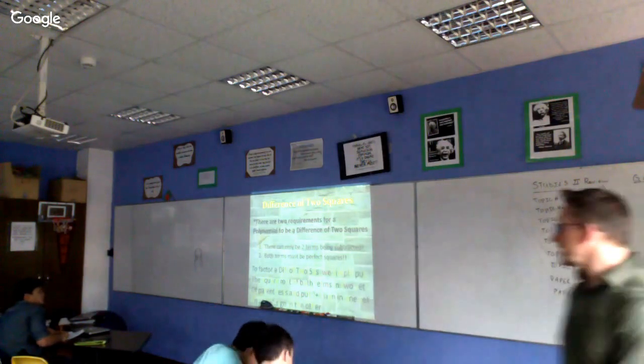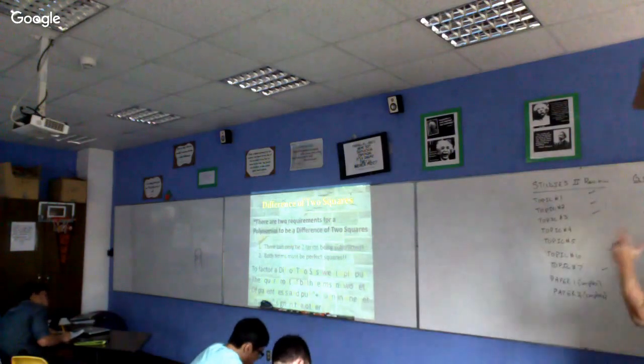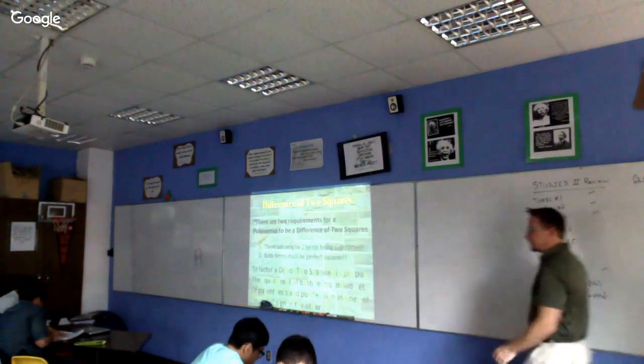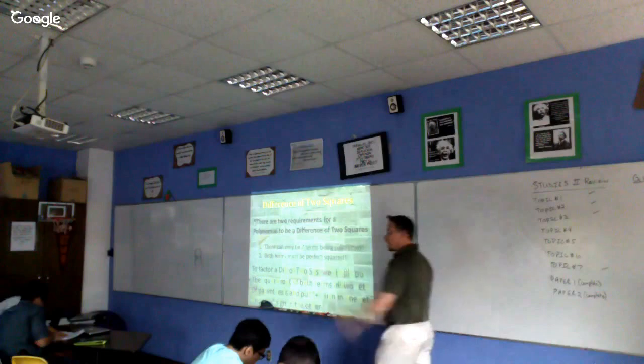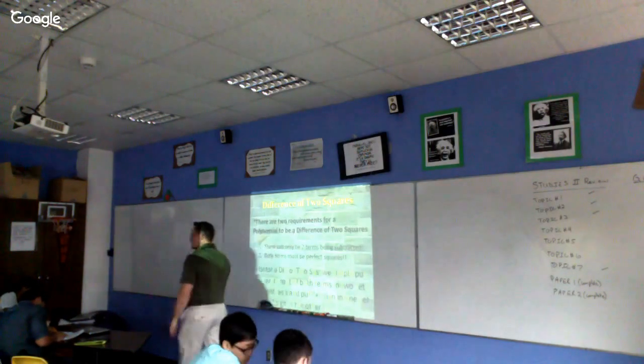Okay? So to factor a difference of 2 squares, each set of parentheses has, in the correct position, the square root of the first and the square root of the second. One of your parentheses has a plus, one of your parentheses has a minus.